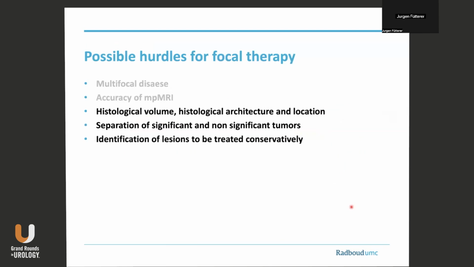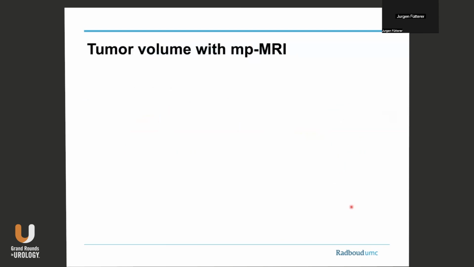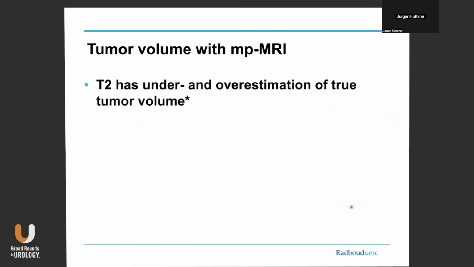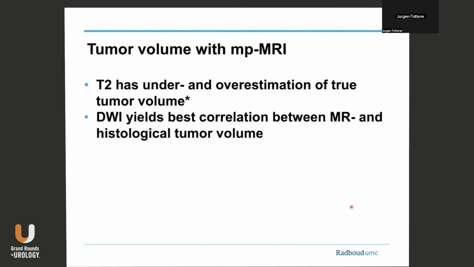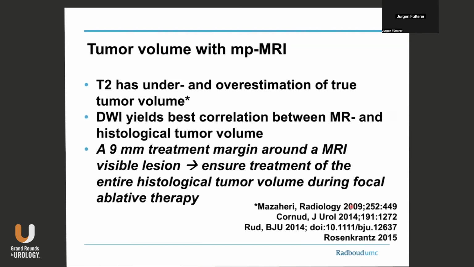I think very essential. I always say we can pick up the lesion, we can see where the lesion is, but mainly we see the tip of the iceberg. So with T2, so anatomical imaging gives us under and overestimation of the true tumor volume. Diffusion-weighted imaging yields the best correlation between MR and histological tumor volume. And based on these two papers, they've shown that what you see on MRI, you need at least 9mm treatment margin around the visible lesion to ensure treatment of the entire histological tumor volume during focal ablation therapy.